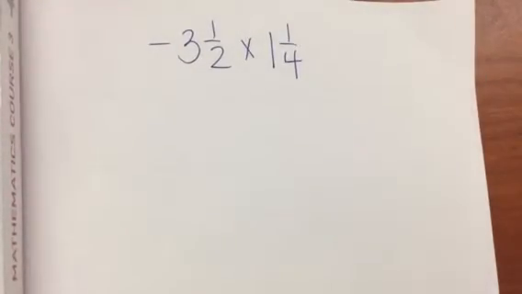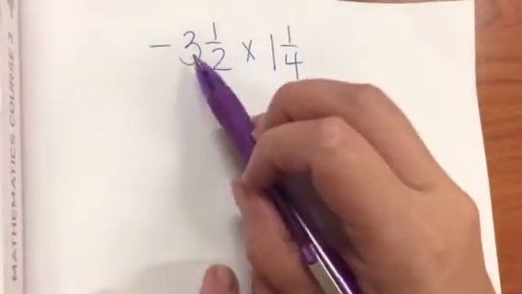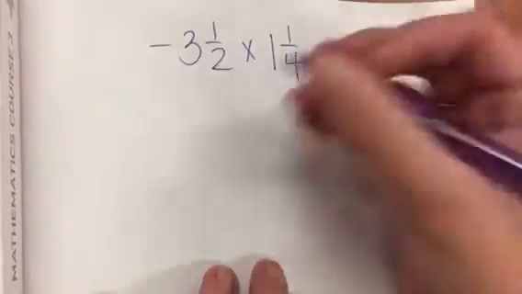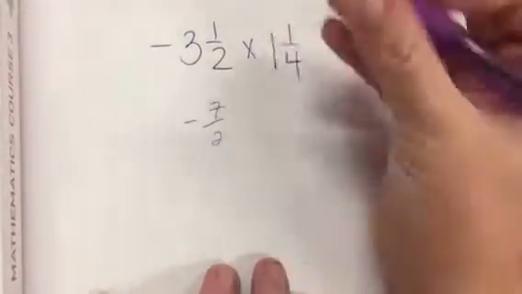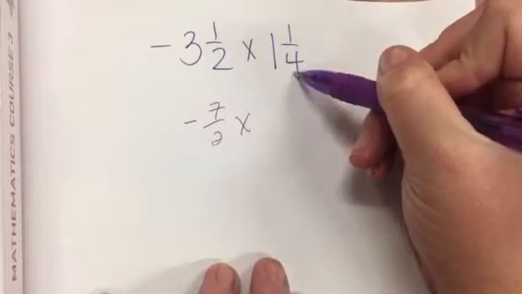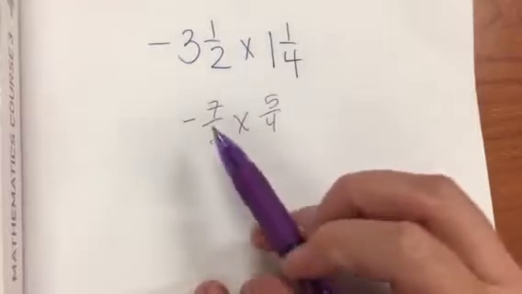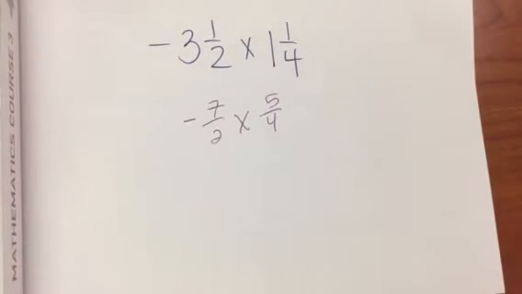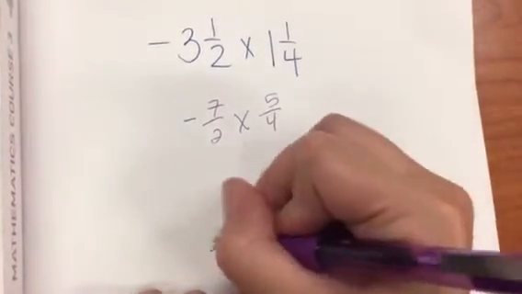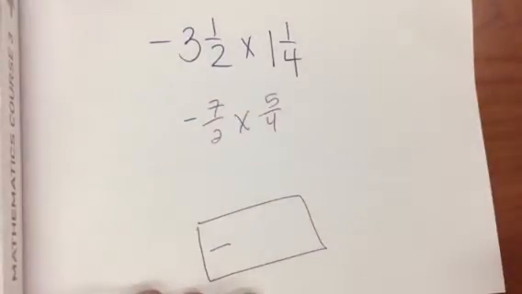Negative 3.5 times 1 1/4. Do I have to put those into mixed numbers or improper fractions? Yep, improper fractions, because we're going to have to multiply. So I've got 3 times 2 is 6 plus 1 is 7, 7 over 2. That was a negative. Times 1 times 4 is 4 plus 1 is 5, and that one was positive. Same signs or different? Different. So my answer is negative. There's my box for my answer with a negative sign.